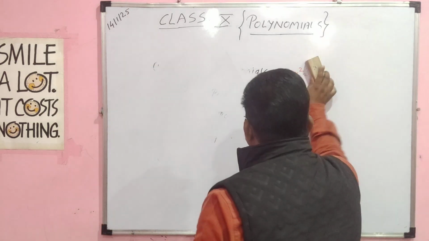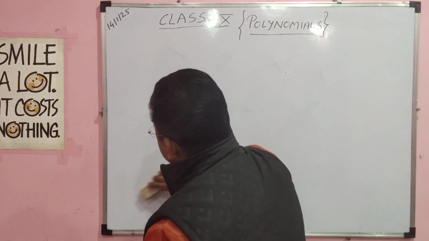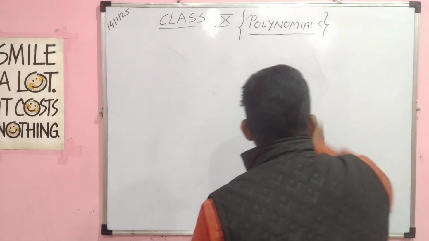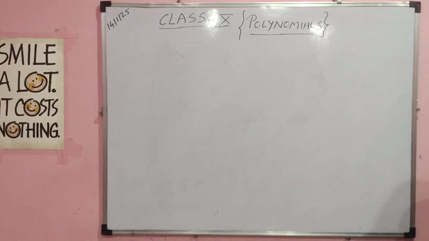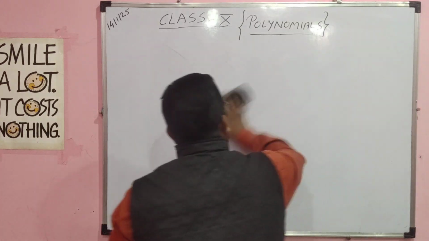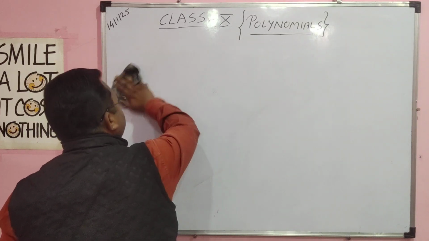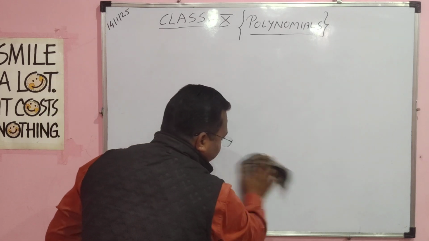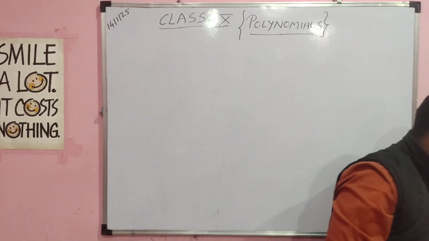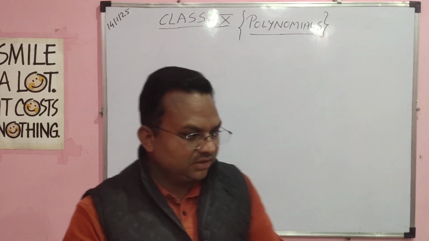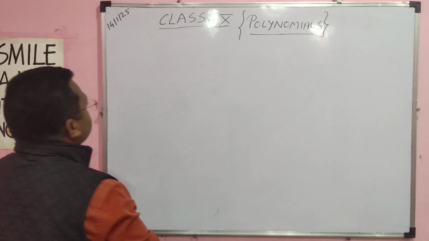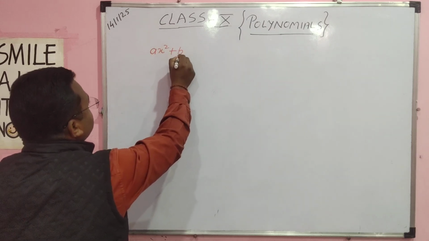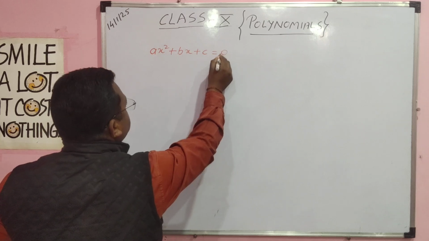So sum of zeros, what does it mean? Sum of zeros is alpha plus beta, alpha plus beta equal minus b upon a. Clear? And product of zeros means alpha into beta equal c upon a. So second thing is, what is the standard form of polynomial? The standard form of polynomial is ax square plus bx plus c equal 0.